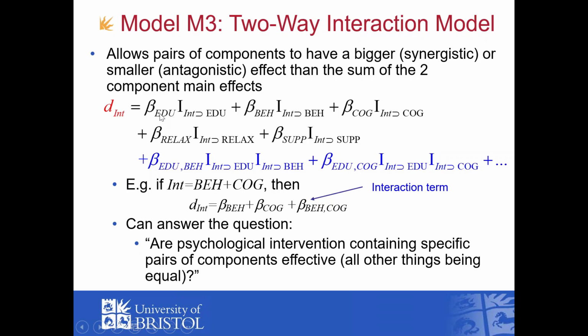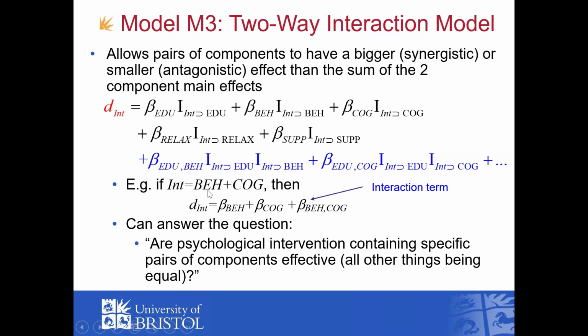We'd have those same main effects that we had on the last slide, the component effects for education, behaviour, cognitive, and so on. But then we'd add on these extra effects. So I've got an effect for having education and behaviour together in interventions that include both education and behaviour, plus an effect for education and cognitive together for those interventions that have education and cognitive components, and so on. And I haven't written them all out here because you can imagine there's a lot of these interaction effects to estimate. And you can start to see quite easily, I think, that this model is going to be difficult to estimate because we've got so many parameters that we have to estimate.